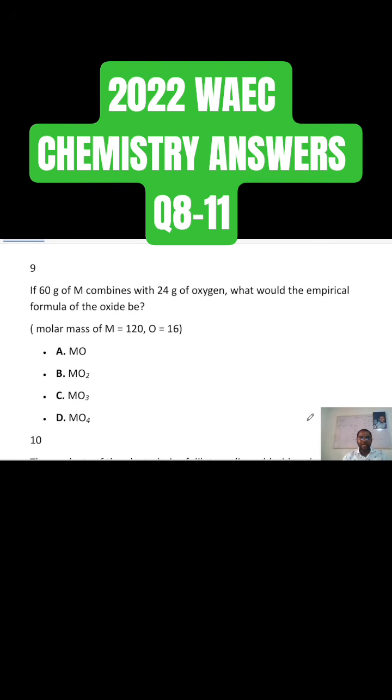Okay, so that leads us to the next one, number 9. It says, if 60 grams of M combines with 24 grams of oxygen, what will be the empirical formula of the compound? Okay, to find the empirical formula, we start by writing the elements. So the elements here, we have M and oxygen. Then we write their masses. The mass here is 60 grams. The mass of oxygen is 24 grams.